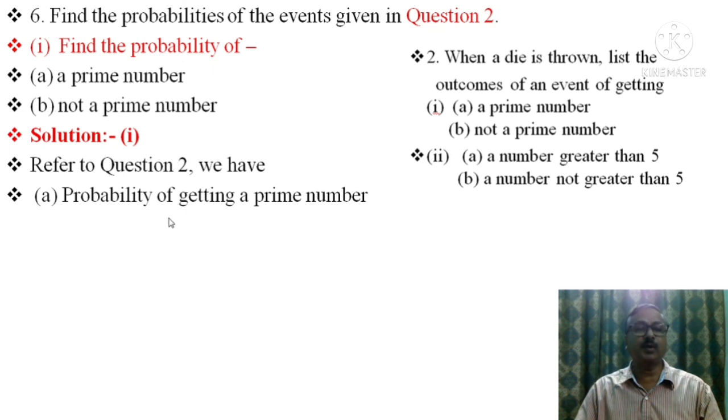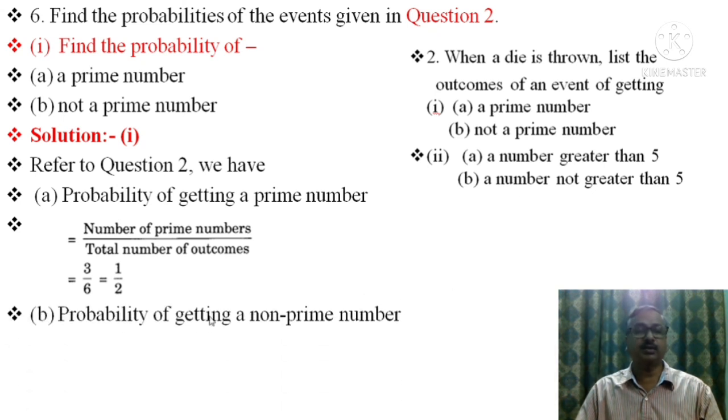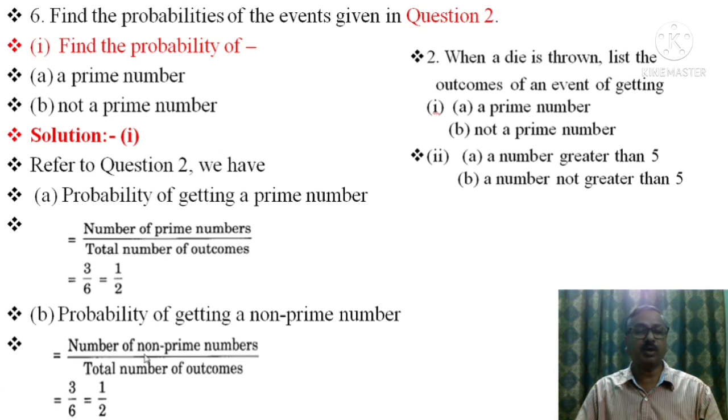Refer to question number 2, probability of getting a prime number. So when we write all the numbers, total outcomes are 6 and the prime numbers are 3, that is 2, 3 and 5. So 3 by 6, total 6. So if we simplify, 1 by 2. Now second part of this, B, not a prime number. So not a prime number, that is 1, 4 and 6. That is also 3. Probability of getting a non-prime number is total non-prime numbers divided by total outcomes. So again 3 by 6, 1 by 2. Probability of getting a prime number is 1 by 2. Probability of getting a non-prime number is also 1 by 2.